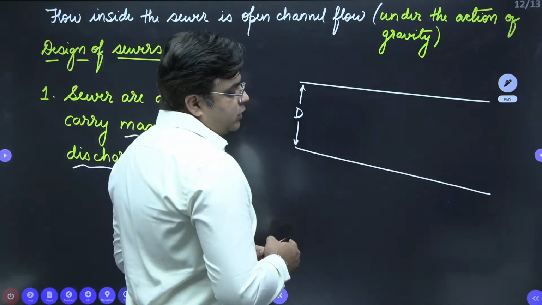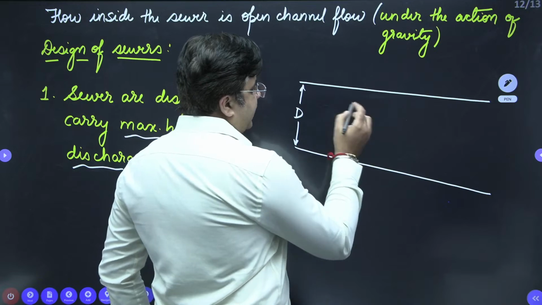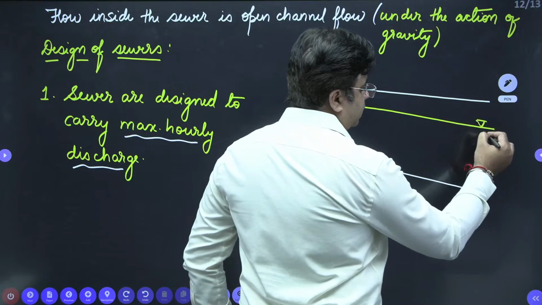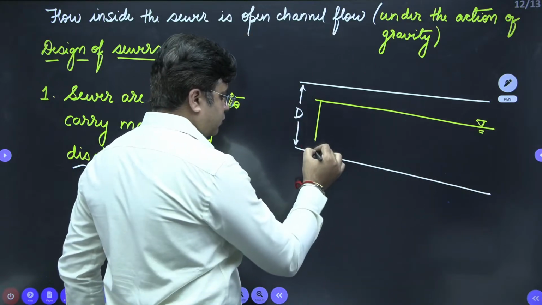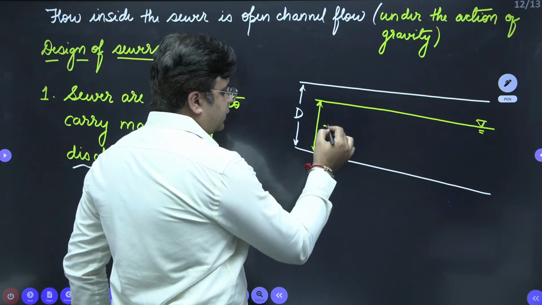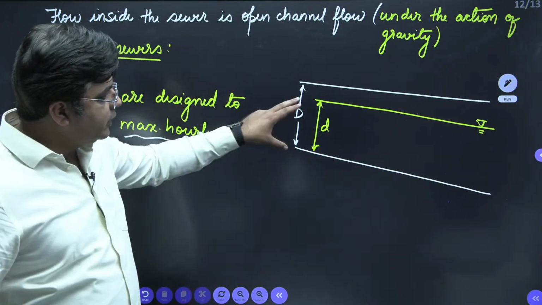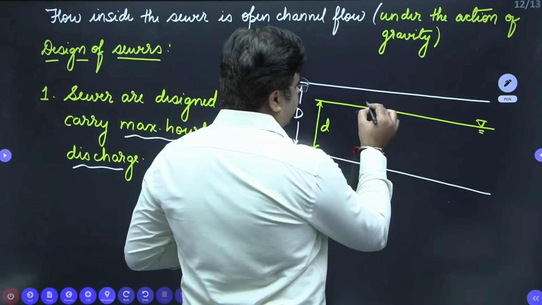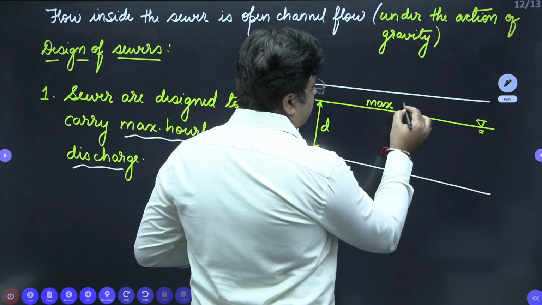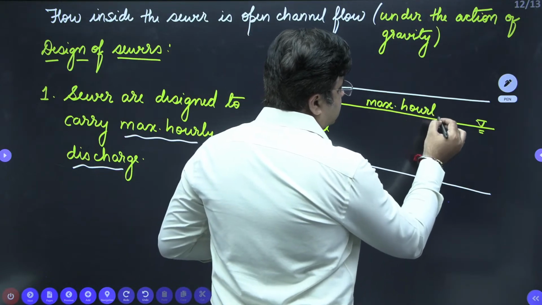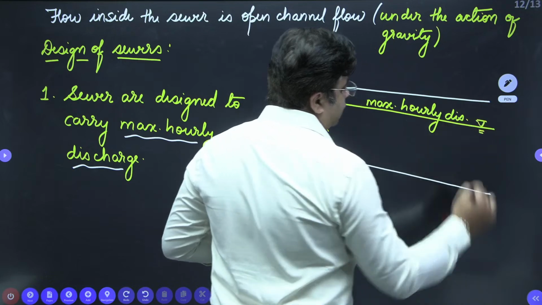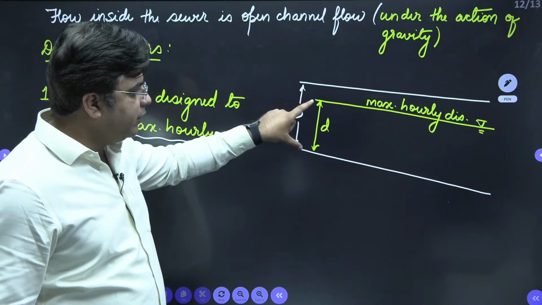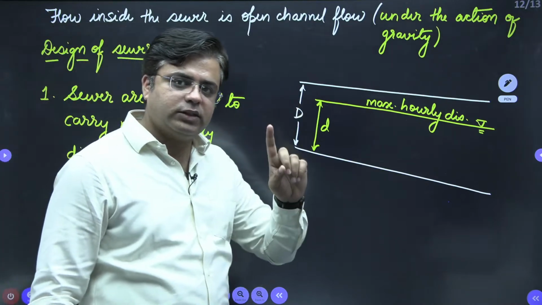Also corresponding to this maximum hourly discharge, you will calculate the depth of flow inside the sewer. This is my depth of flow, and this depth of flow is corresponding to maximum hourly discharge. Okay. So using maximum hourly discharge, we calculate size of the sewer and we calculate depth of flow of the sewer. This is the first point.